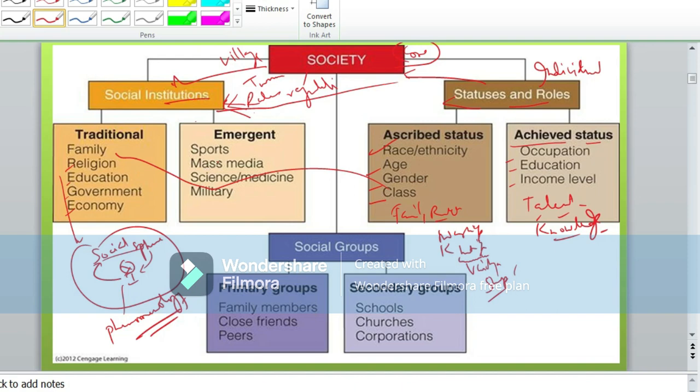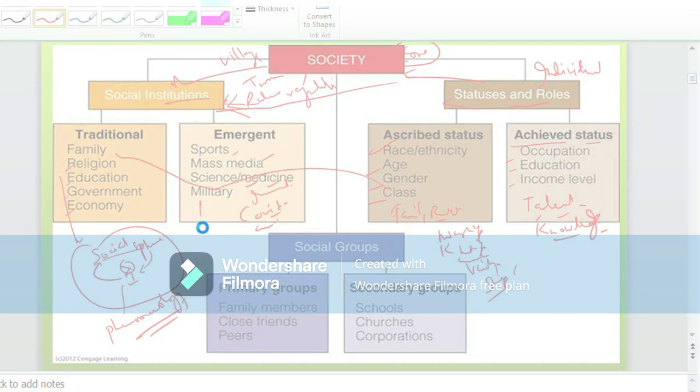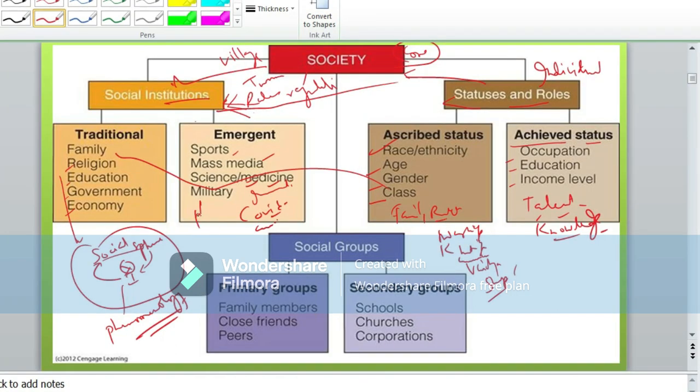Also we see the social institutions of sports, mass media, science, and scientific research, where innovations to solve problems are being done. We saw in the COVID problem, many scientists discovered the vaccine, and the military works to protect and provide security. In this way this works.